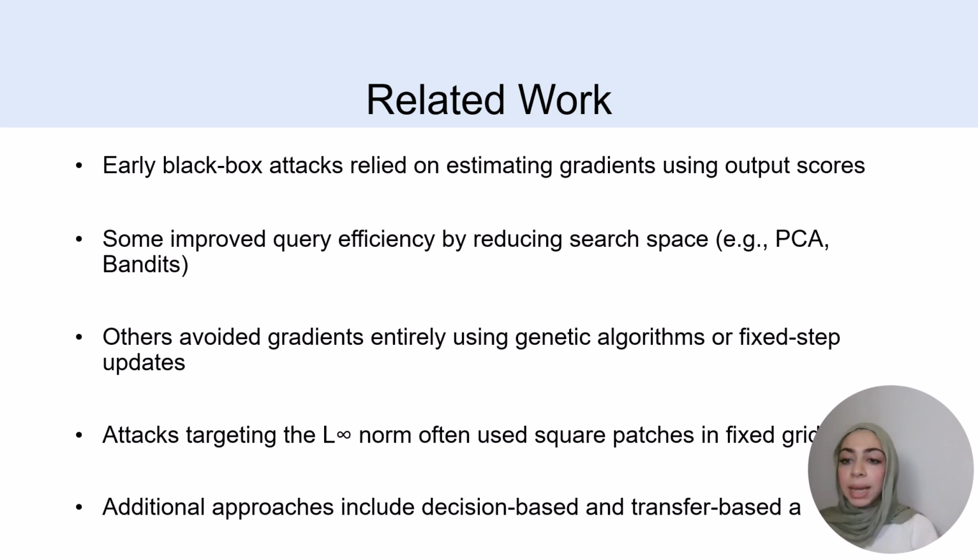There were also attacks that focused on the infinity norm and used square-shaped patches in fixed grids to apply changes. Square attack builds on this idea but improves it by applying those square patches randomly, giving it more flexibility and making it harder for the model to defend against. Finally, there are attacks that only use the final predicted label or rely on substitute models. Square attack avoids those complexities and finds balance by just using the model's output scores without needing internal access.